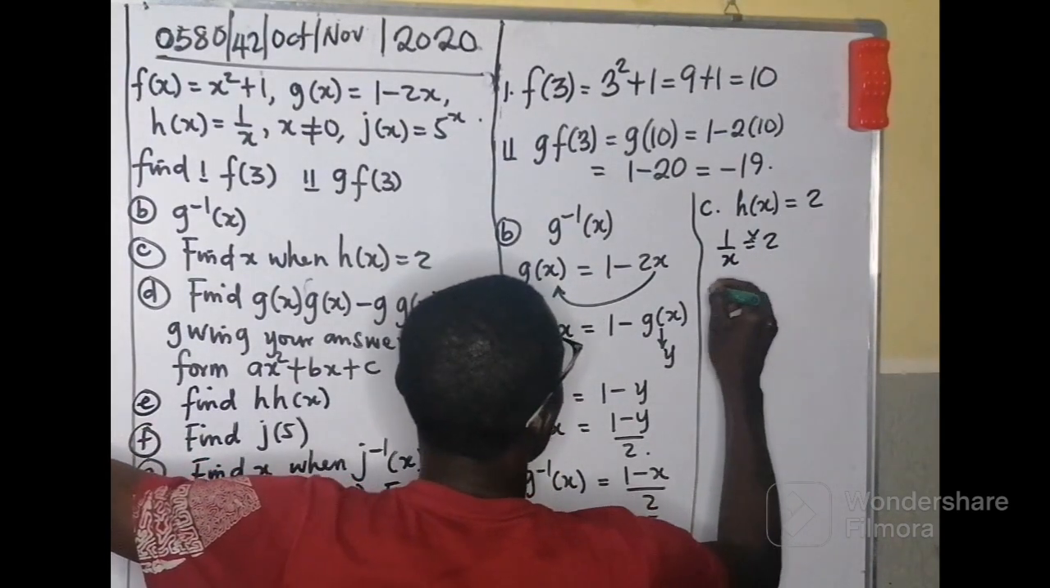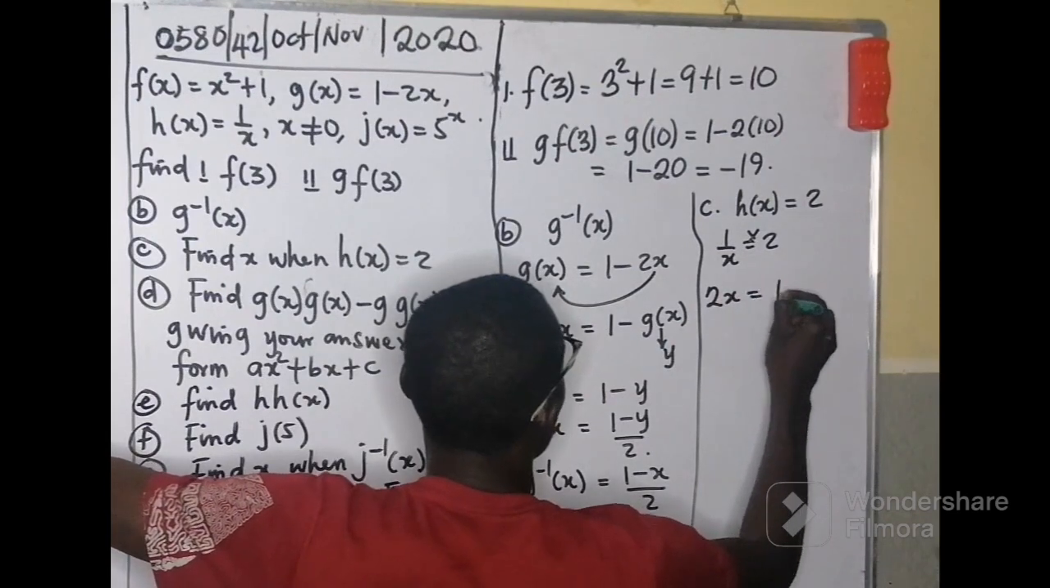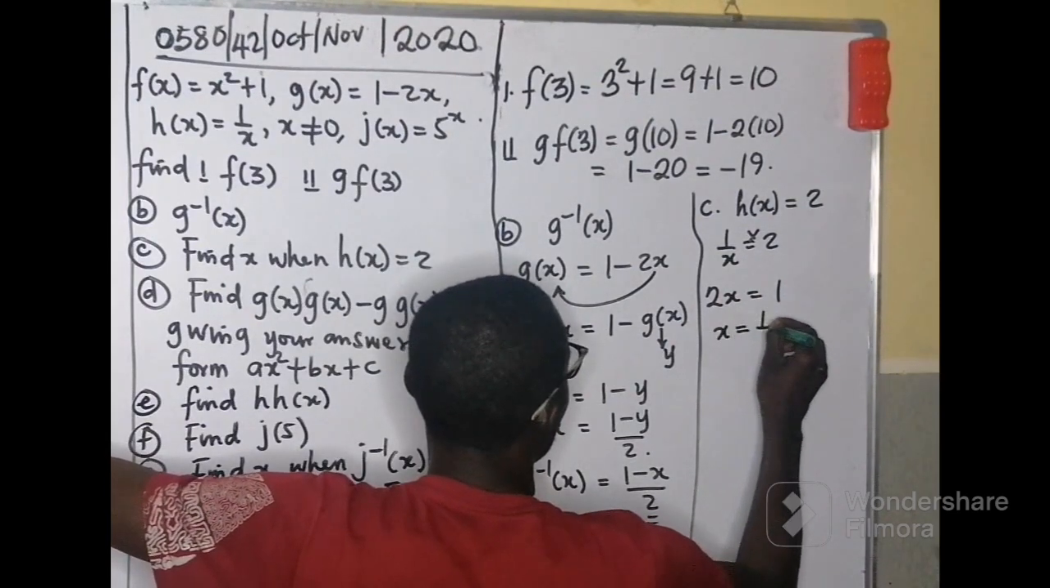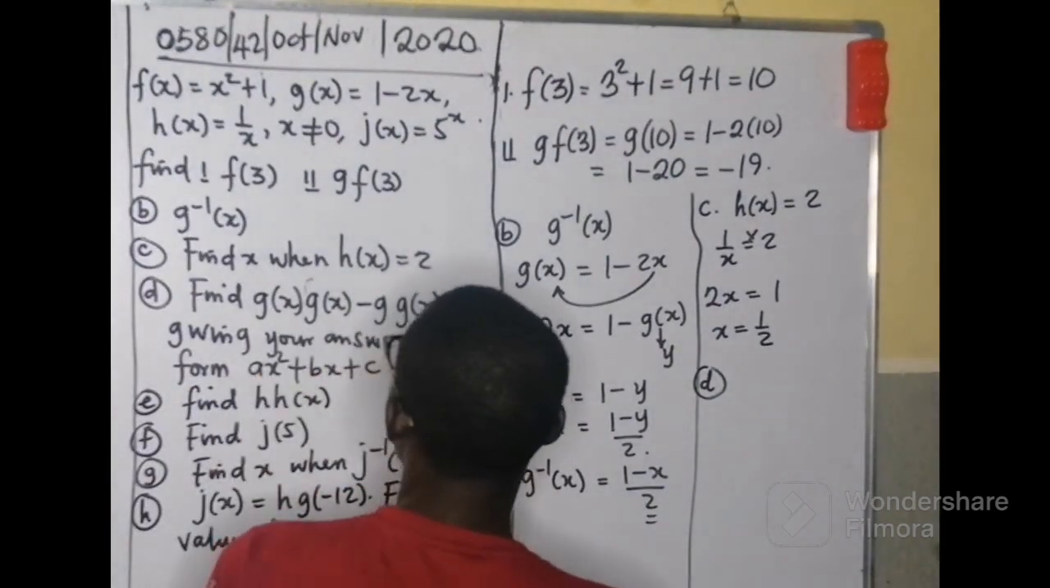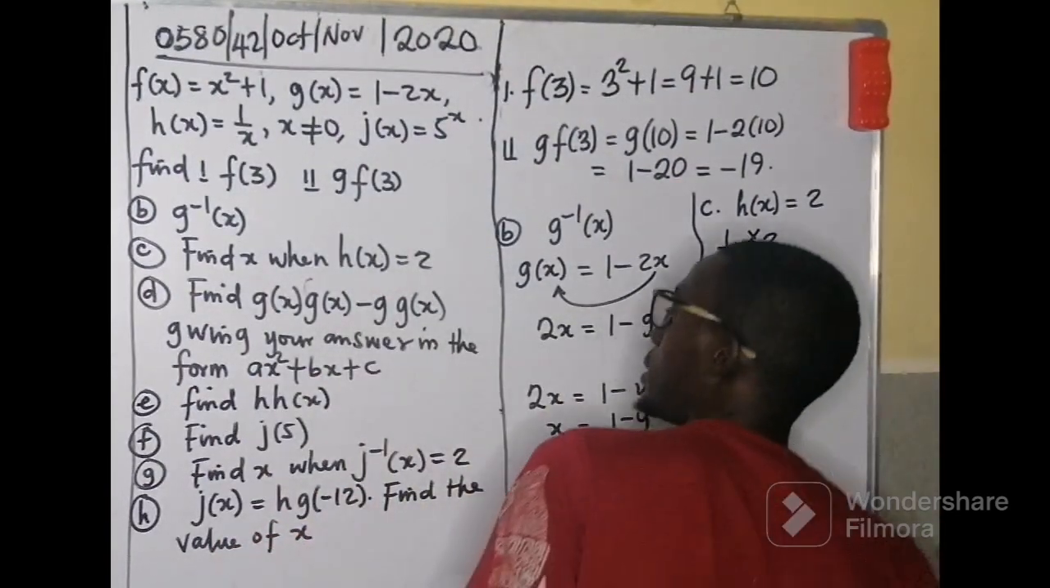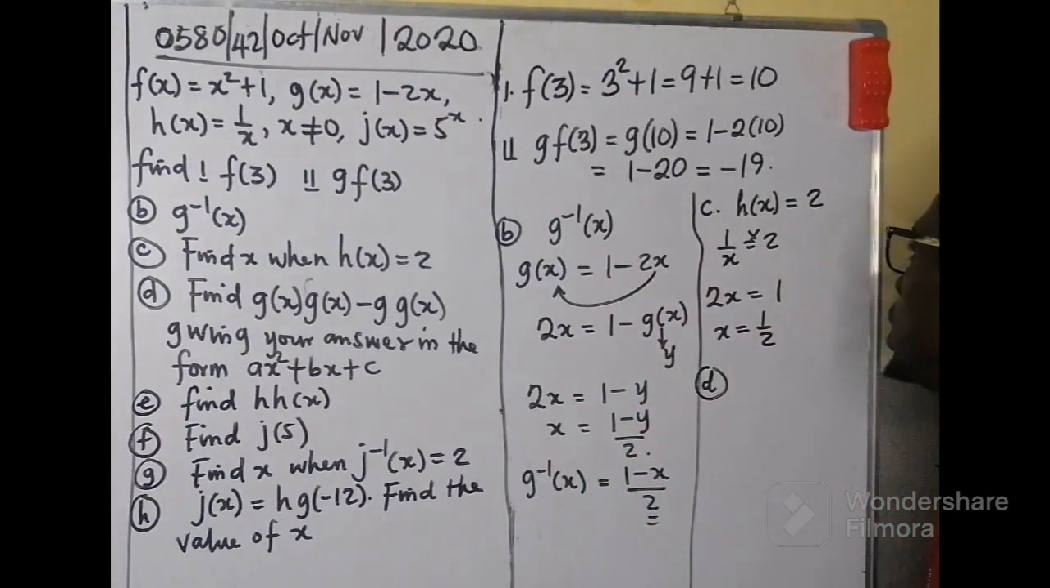When you cross multiply, 2 times x will give you 2x equals 1. So our x will give you 1 over 2. So let's look at the D part. Find g of x and hold that there. Express your answer in this form. So I'll need more space to do that.